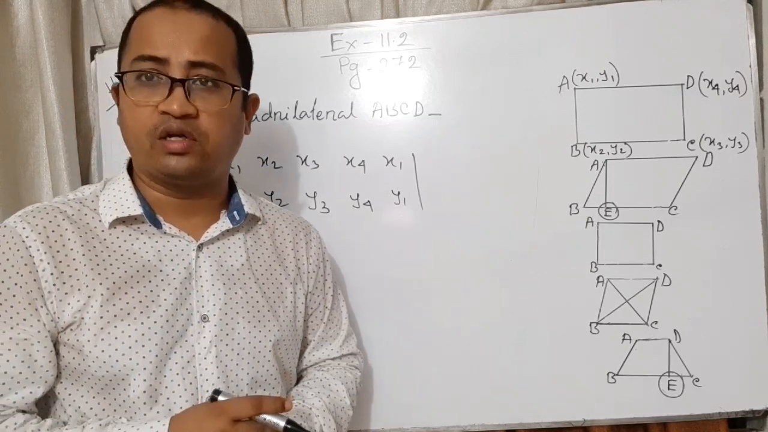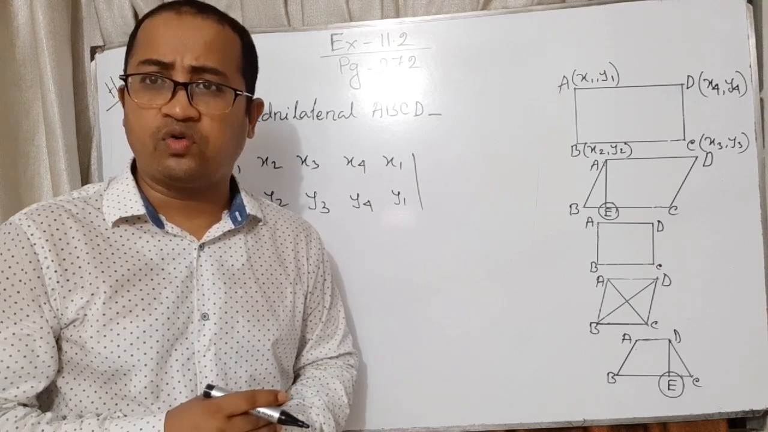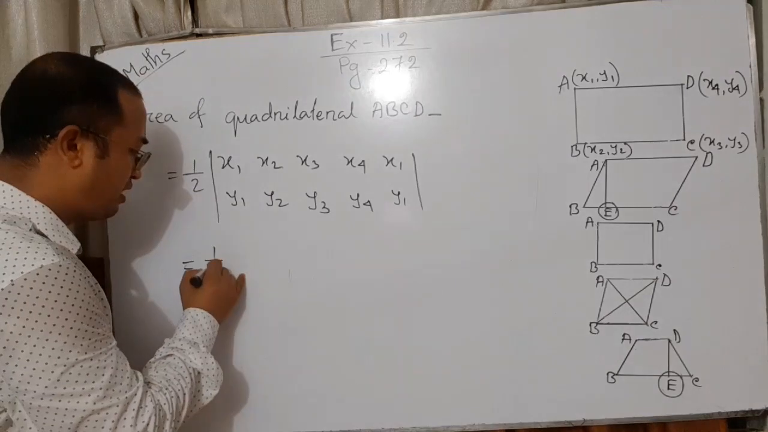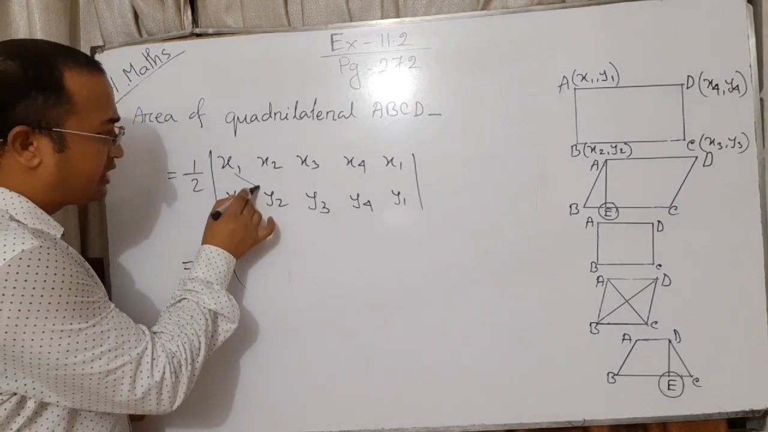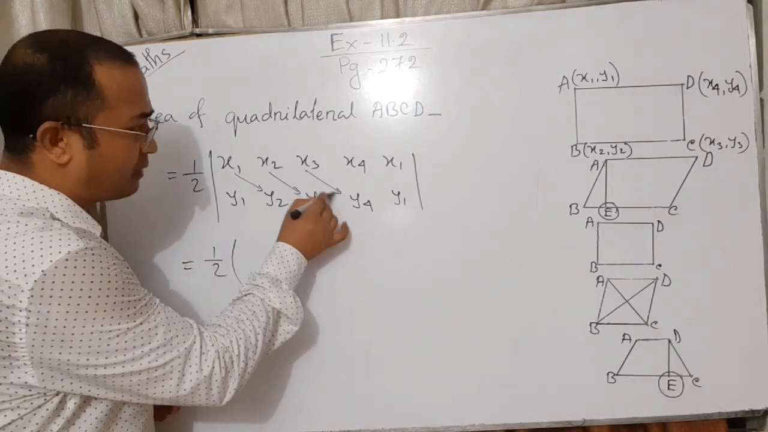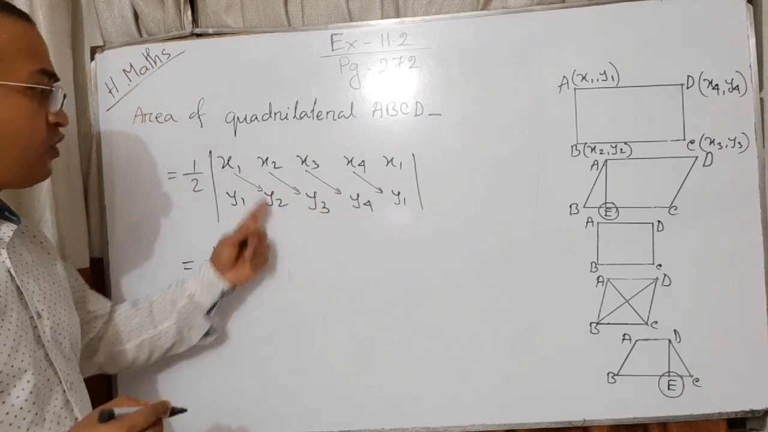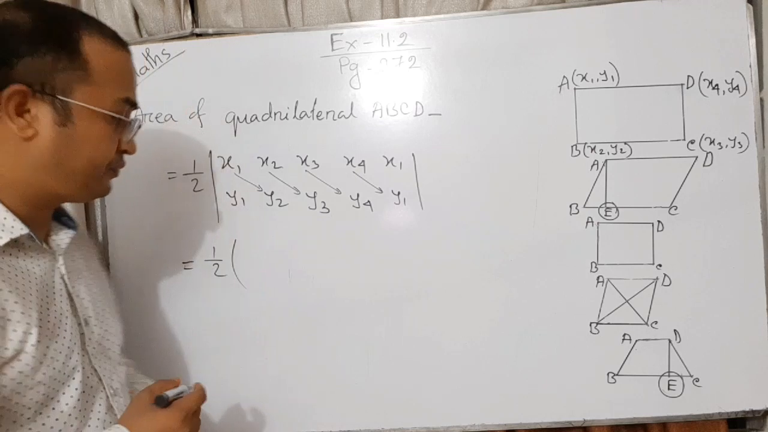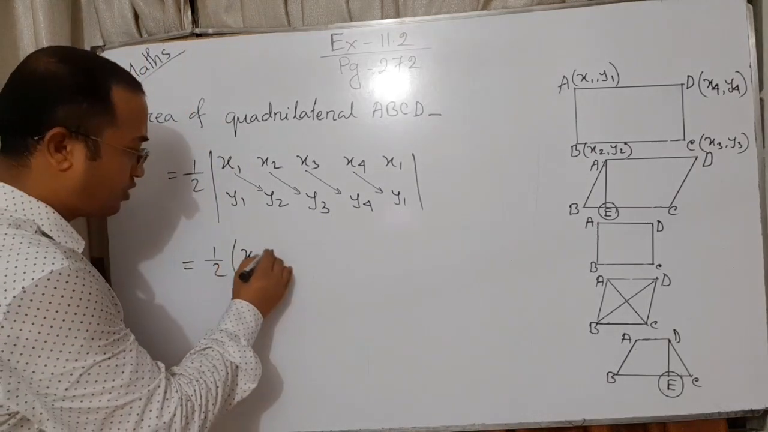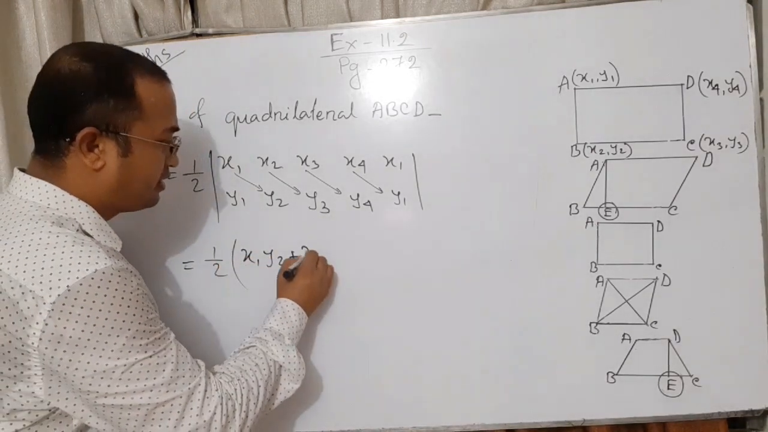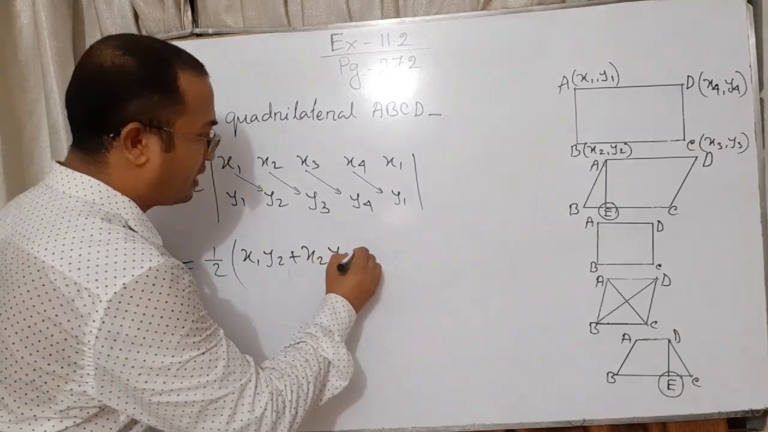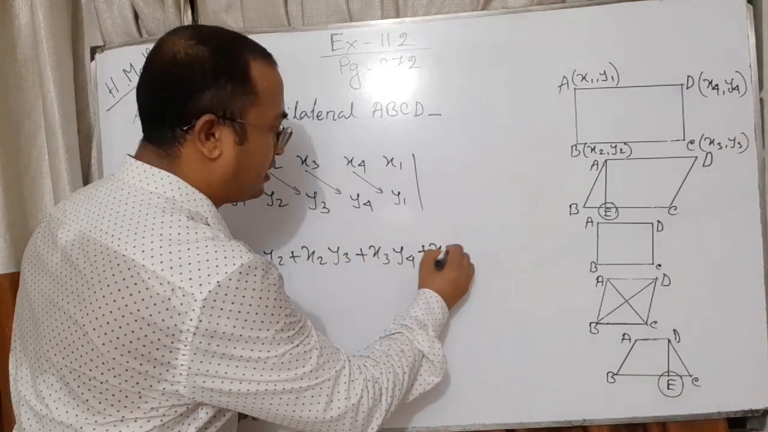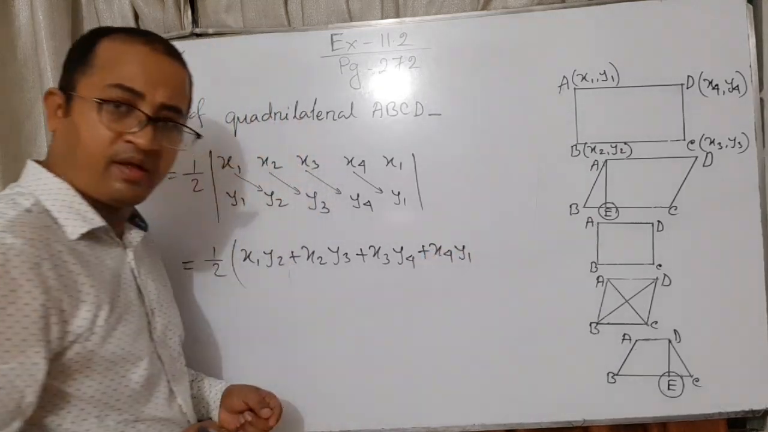Now how can you calculate? I have already told you how to calculate. In this formula, it is half of these two multiplied. There are four pairs. We multiply these and take the sum: x1 y2 plus x2 y3 plus x3 y4 plus x4 y1.